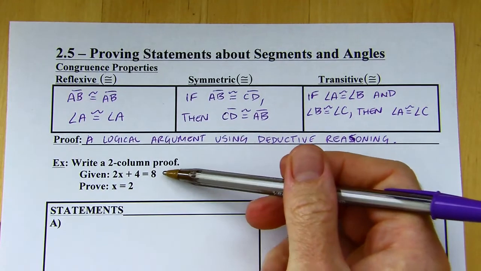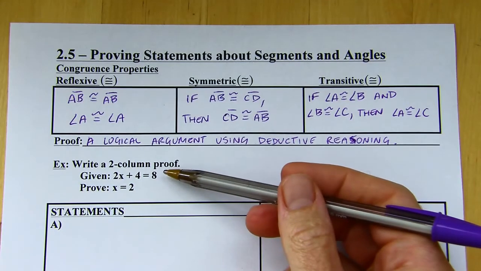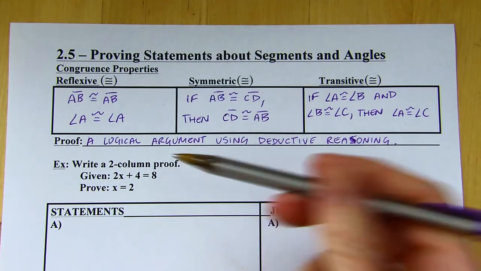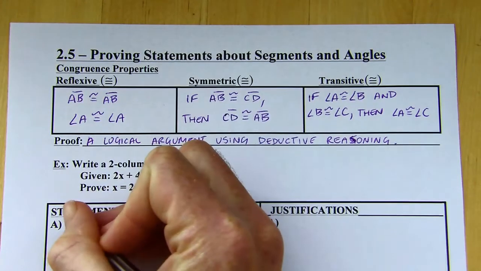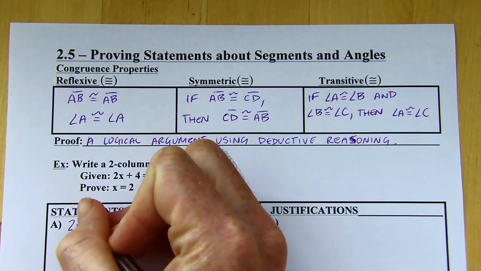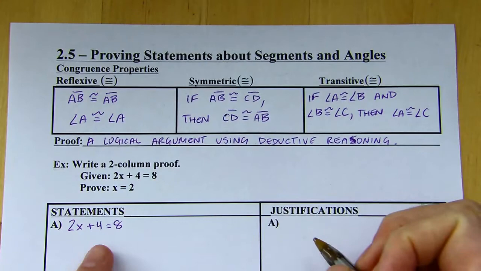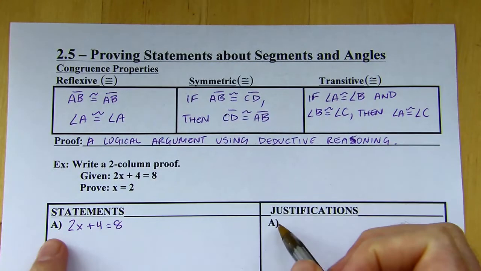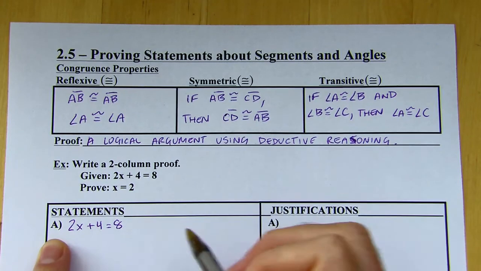So in this case, it's just starting. This is an algebraic proof because we've just got an algebra problem here. So the given, I'm going to put that as my first statement always. Okay. So that's always going to go in this first slot. Okay, I really like when you're writing your own proofs, I really like you to label each step.